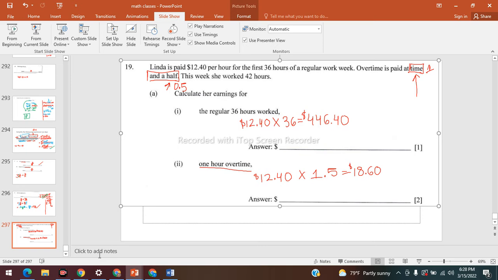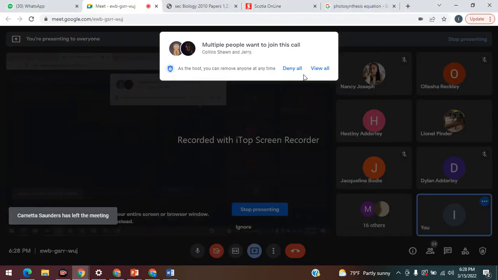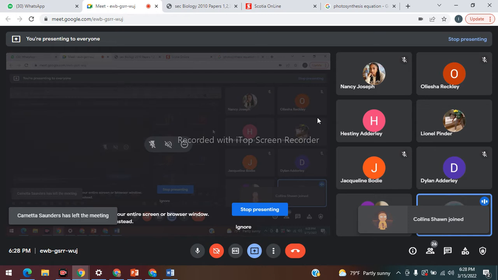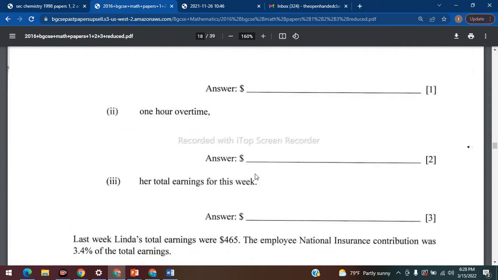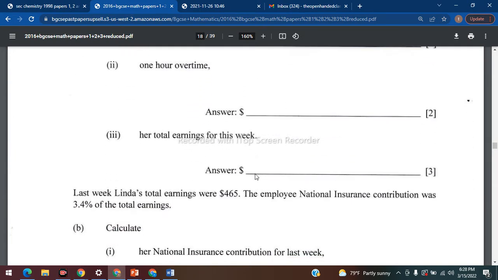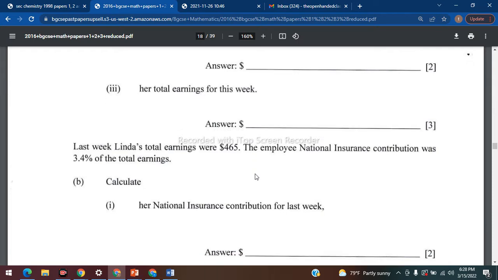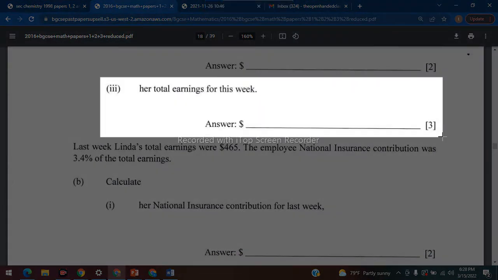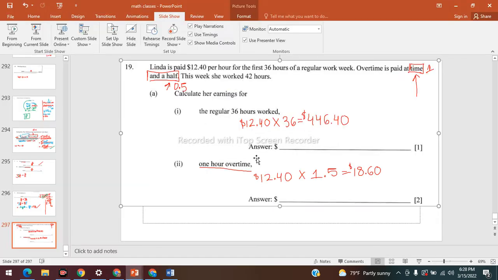Alright, so let's continue with the question. The question says calculate now her total earnings for the week. Now, how would we figure out her total earnings for the week? The 446.40 plus $18.60. Is that correct? You said her total earnings for the week.